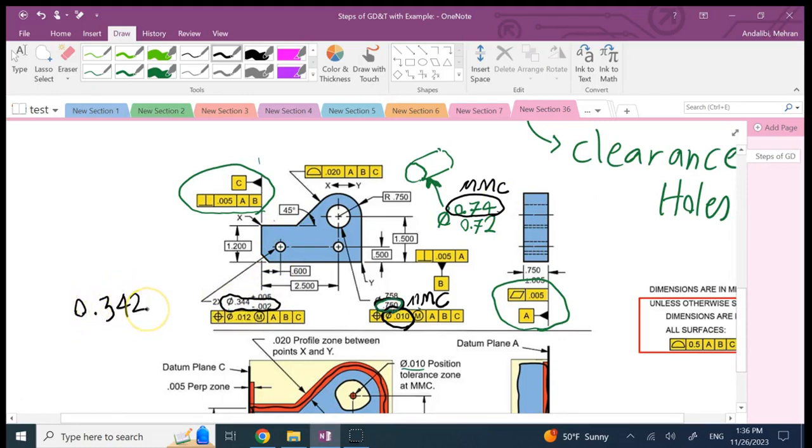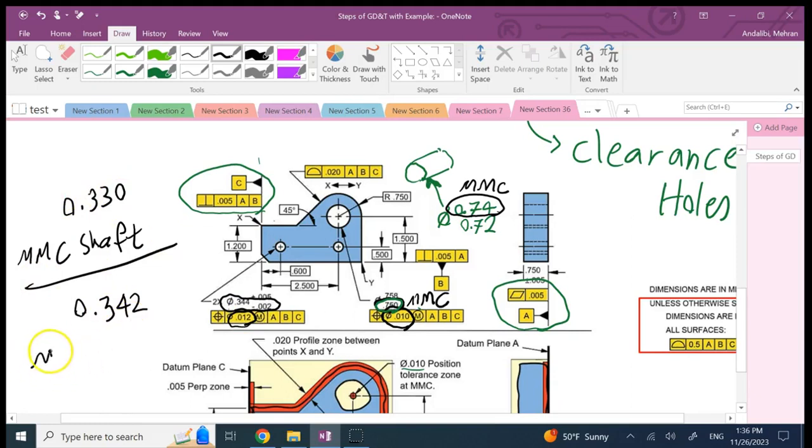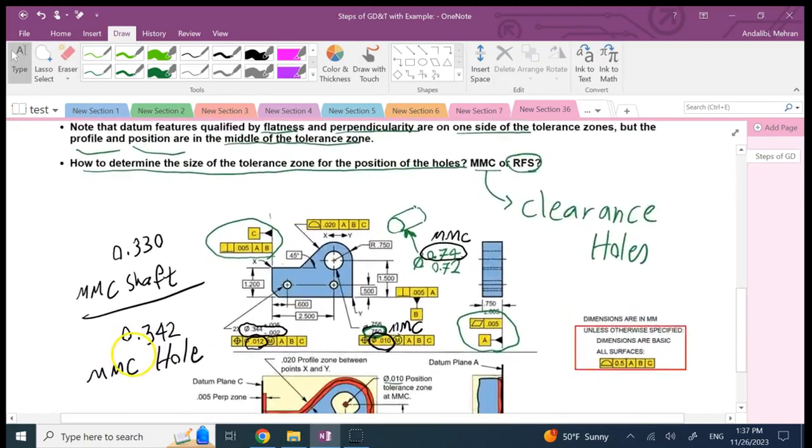0.342, right, for the hole. And here, this much position tolerance means that the MMC for the shaft was how much? It was this number subtracted from that, so it was 0.330. And this guy was what? This was the MMC of the hole. Okay? So this is how you determine the size of those position tolerances.